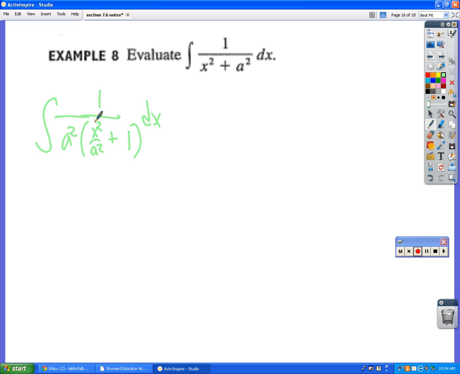This is on the bottom, and I know this bothers you a little bit, but it is a constant. You can pull that out. So I can rewrite this as 1 over a squared times the antiderivative of 1 over x squared over a squared plus 1 dx. So look at what I did there for a second. I did recognize this as a key; that's what we're trying to get to.